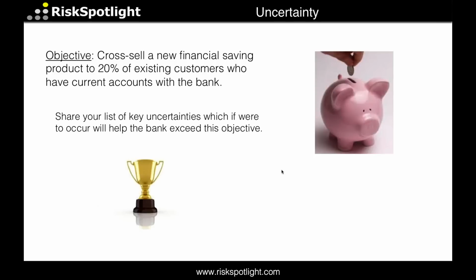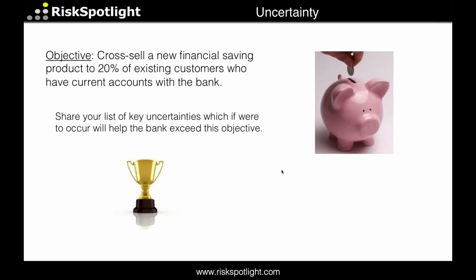So let's try to practice this concept. We take an objective as an example. We are all working, let's say, for a financial services organization. We have about 1 million customers, and we are introducing a new savings product for the market, and we want 20% of the 1 million customers we have to be able to buy this product. So we want to cross-sell this new product to our existing customers.